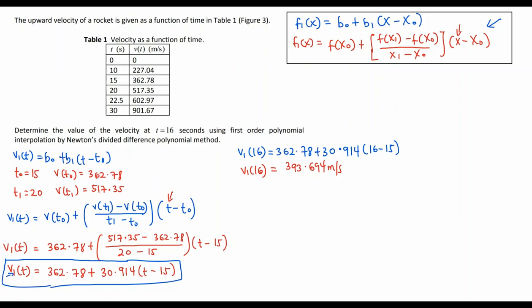So this is how to apply Newton's divided difference method using the first order polynomial function. I'm going to do the same thing for the second order polynomial function. Let's look at that.